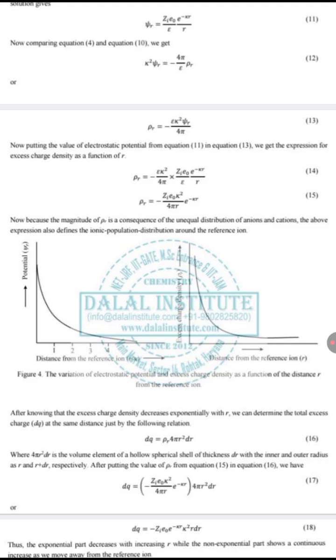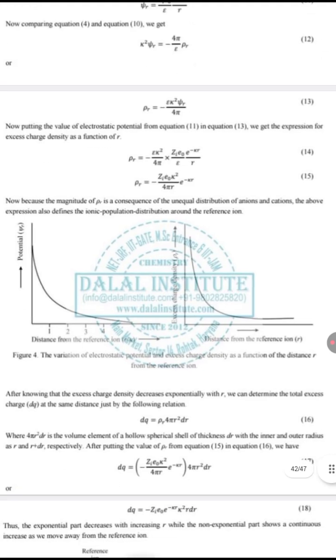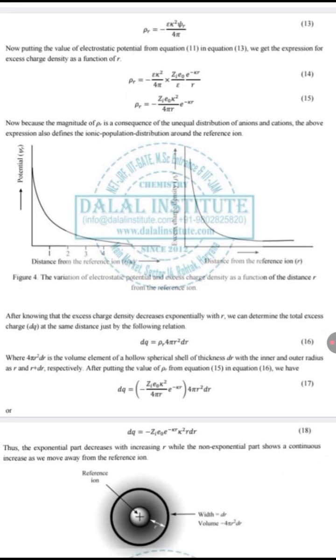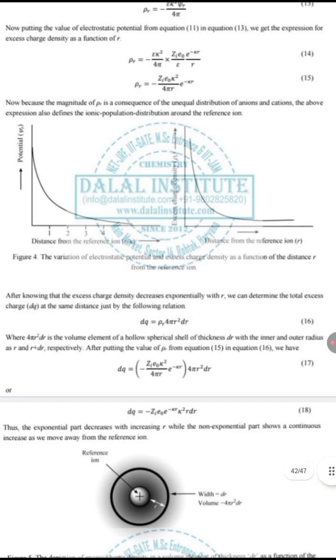ψ(r) equals z_i e₀ e to the power minus κr divided by εr, equation 11. Now comparing equation 4 and equation 10, we get κ² ψ(r) equals minus 4π by ε into ρ(r), equation 12. So ρ(r) equals minus εκ² ψ(r) divided by 4π, equation 13. Now putting the value of electrostatic potential from equation 11 in equation 13, we get the expression for the excess charge density as a function of r.